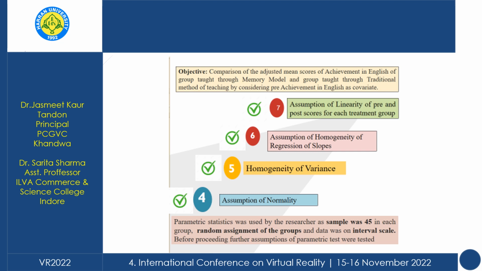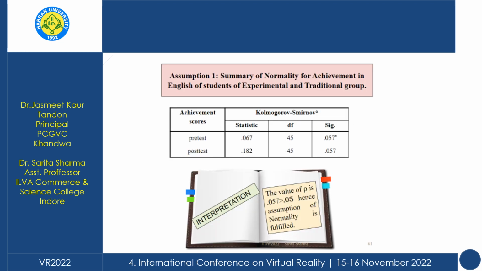Parametric statistics was used by the researcher as the sample was 45 in each group, random assignment of the group, and data was on interval scale. Before proceeding further, the assumptions of the parametric test were checked. Assumption number 1 is the summary of normality for achievement in English of the experimental and traditional group.